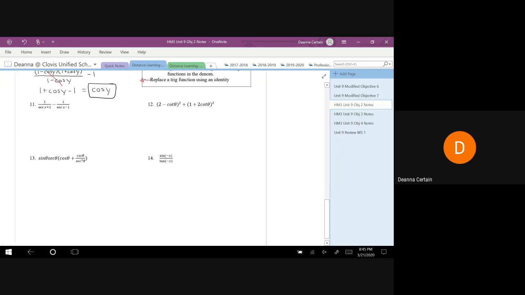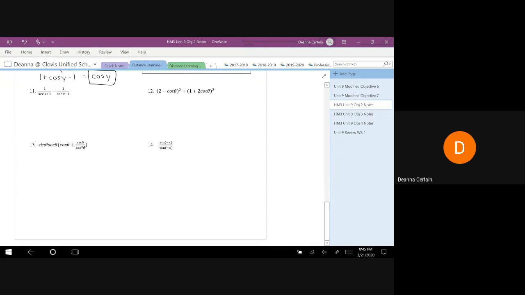Okay, number 11, go ahead and pause the video, give number 11 a shot, and restart it when you're ready. Okay, in number 11, most people, I would say, when we worked through this one in class, chose to find a common denominator. That's also the route that I myself picked.